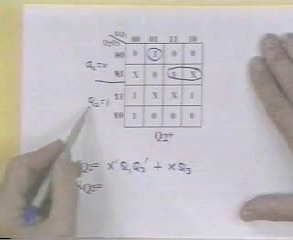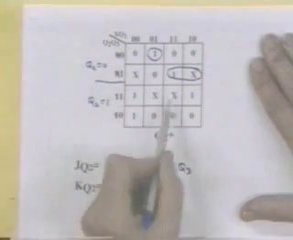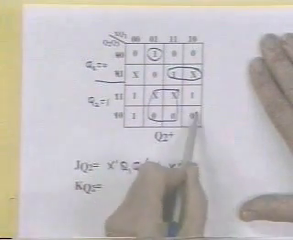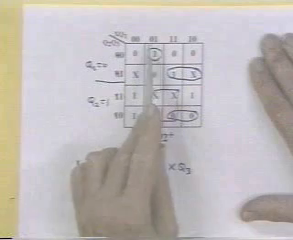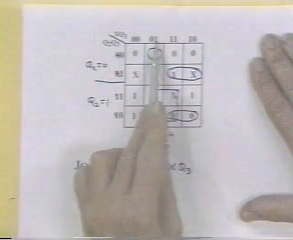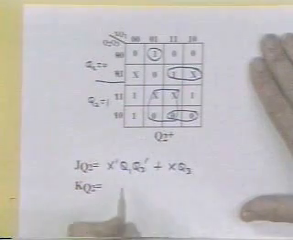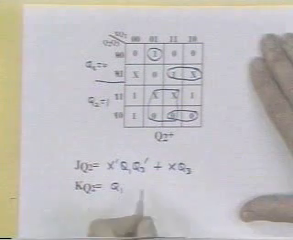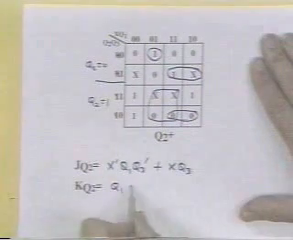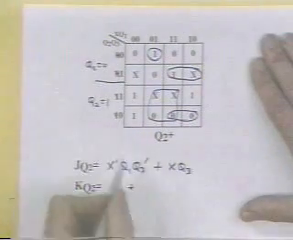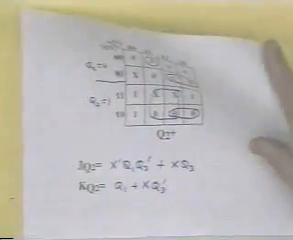All right, and then to get K, I'm going to circle zeros on the Q2 equals 1 half of the map. So I can circle this group here, this pair here, and end up with, I've eliminated X, so I just have Q1 here, and I've eliminated Q2. So that's simply Q1. And over here I have X Q3 prime. So that's the JK equations for flip-flop number 2.